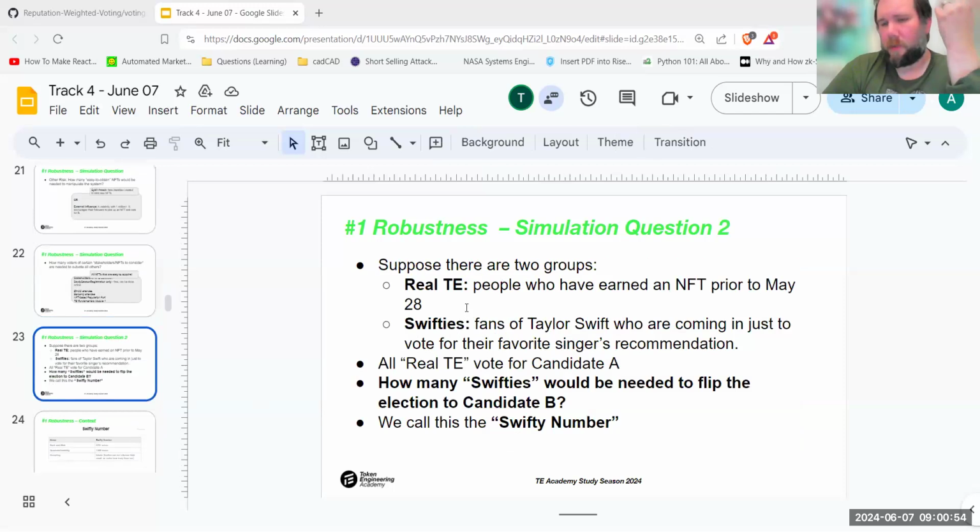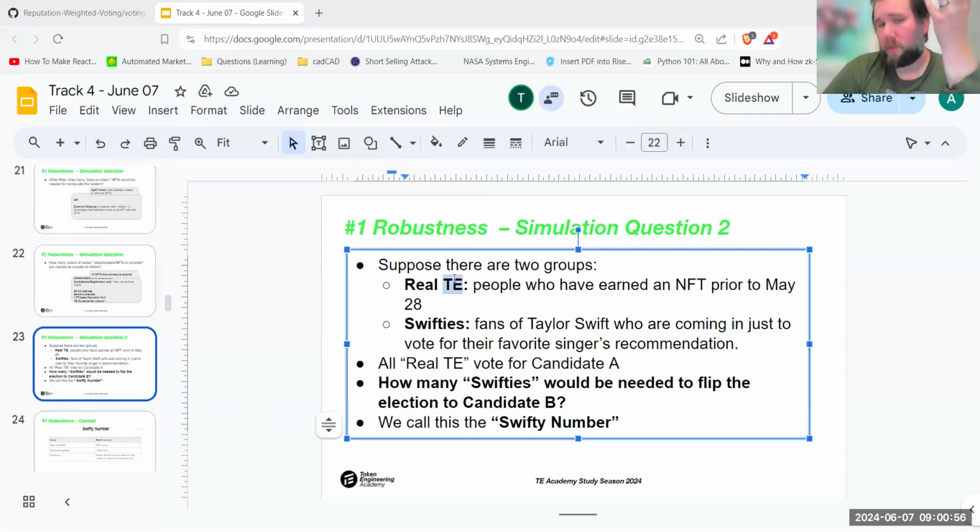So we do this experiment. There is the quote unquote real token engineering community, or TEA community. And then there are the fans of Taylor Swift, who is a major American pop singer who has very devoted fans. And she has said, I think candidate B should win. So if the entire community were thinking that A should win, how many of these new voters would be needed to flip the election? I'm going to call this the Swiftie number because it's memorable.